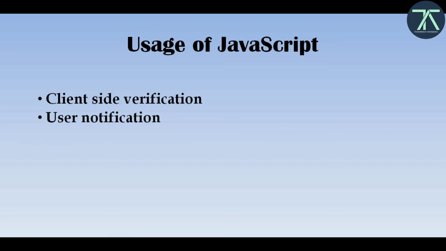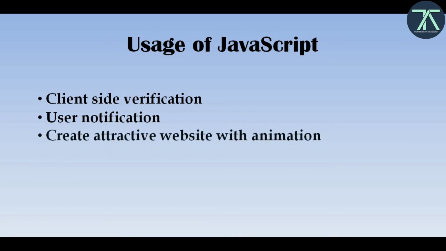Okay, the second one is user notification. You can easily notify your user based on any event the user triggers. Okay, the third one is creating an attractive website with animation. There are a lot of inbuilt animations present in JavaScript. By using them you can easily create an attractive website.